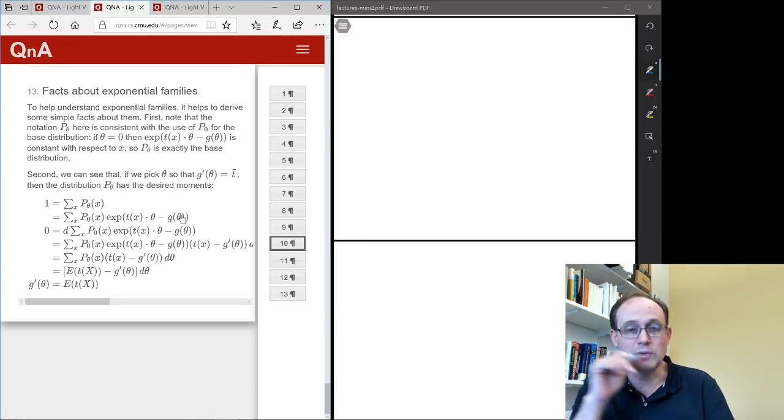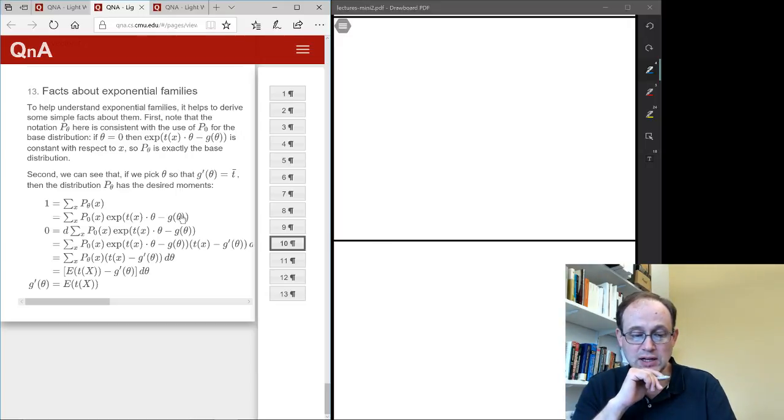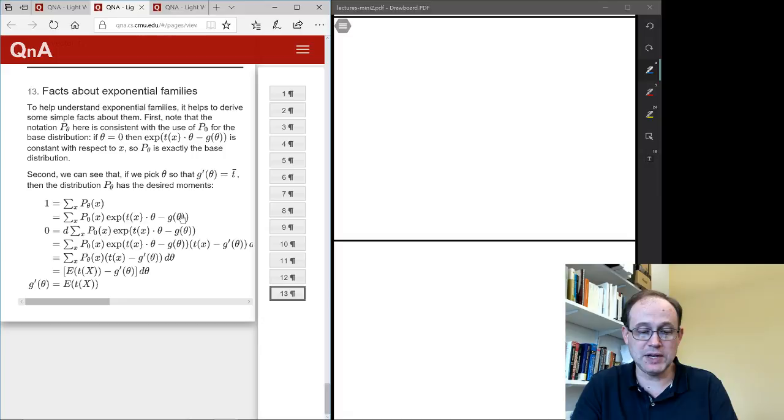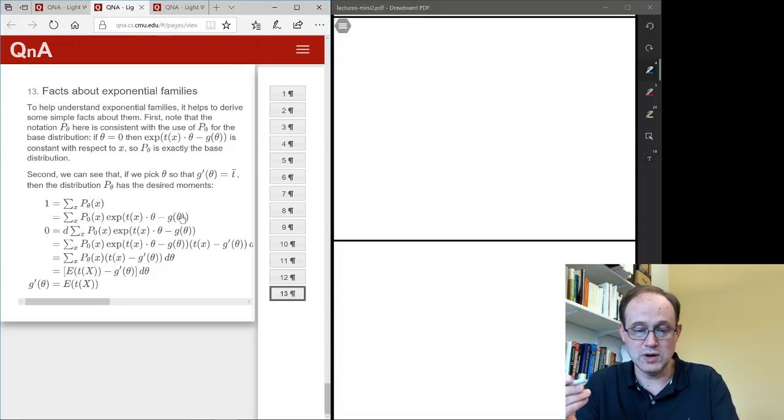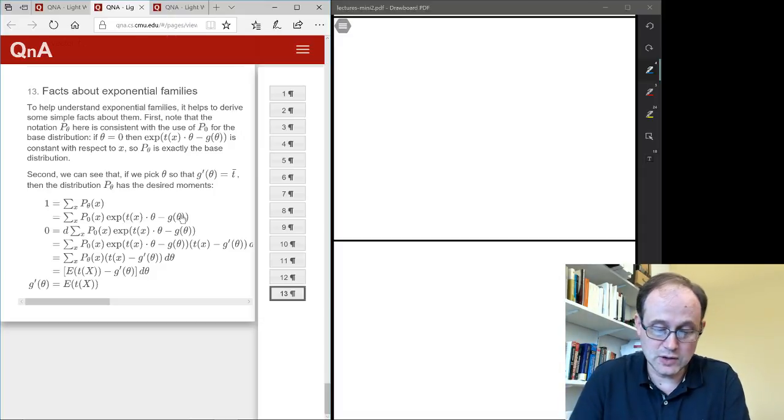Another thing that we can prove: we claimed above that picking theta so that g prime of theta is t bar would give us the moment vector, E of t of x equals t bar. It turns out that that's not too hard to prove as well. So let's go ahead and do that.